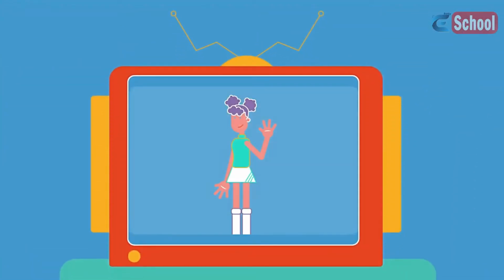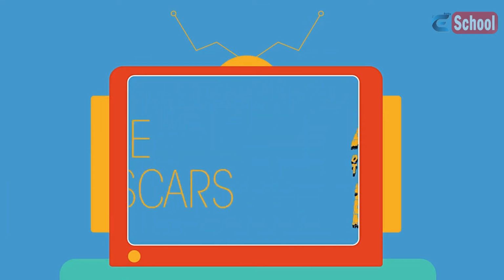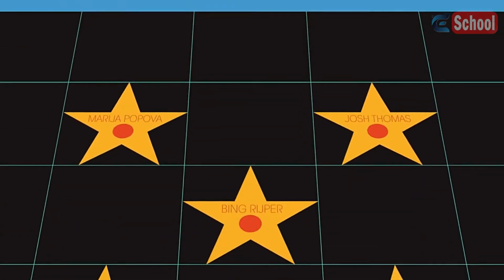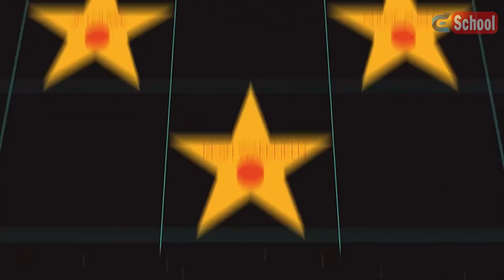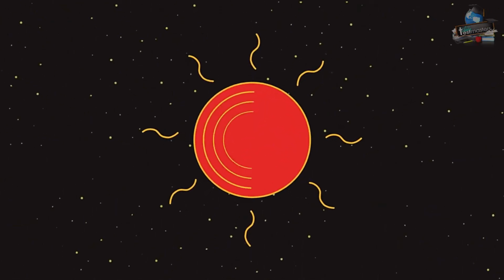So what happens during the life cycle of a star? Some B movies? An Oscar? A star on the Hollywood Walk of Fame? No, that's a different kind of star. I mean stars found in space, like our Sun.